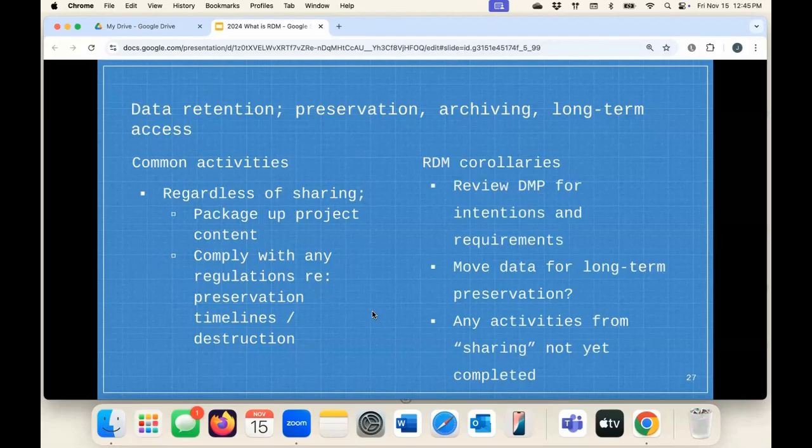responsibilities. So when we're talking about research data management, this is a really good time to review your data management plan. Hopefully you've looked at it more than once since the very beginning, but making sure that you've fulfilled your intentions and requirements, or have a good reason for not having done that.